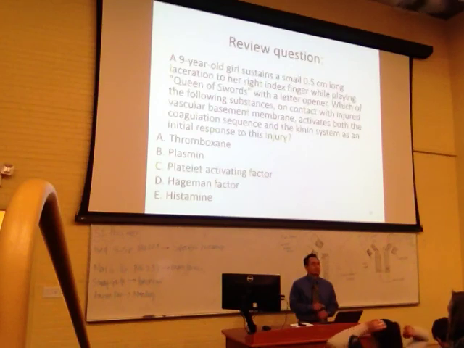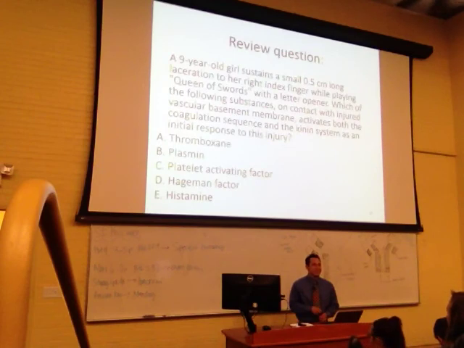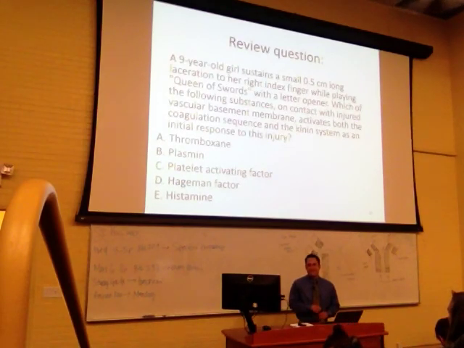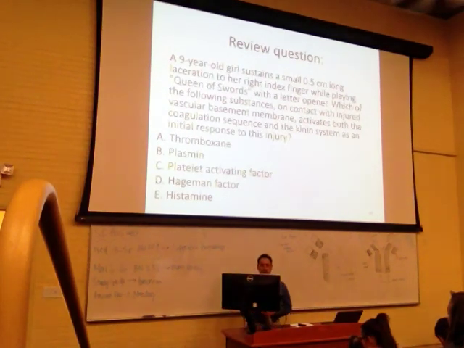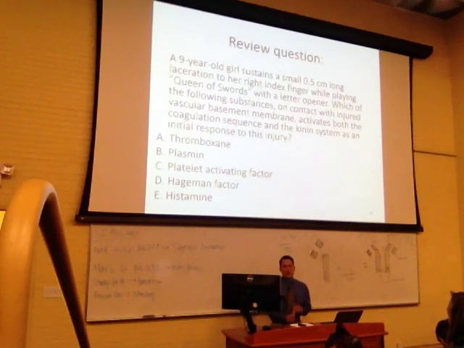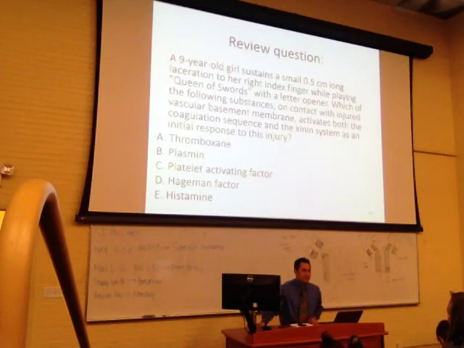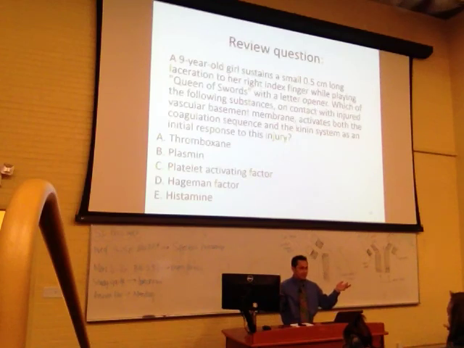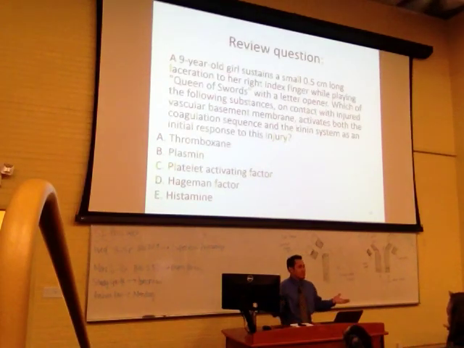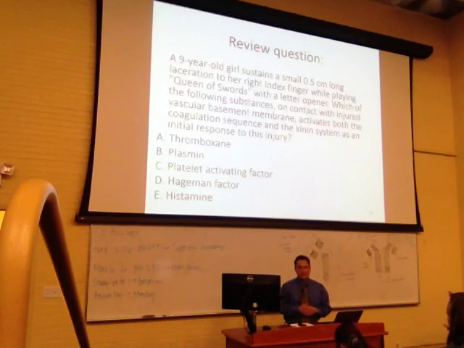What's the question asking? I don't know. That's a good question. I want to know a factor, right, or a molecule that simultaneously could activate coagulation and kinin systems. That's what it's asking. Queen of Swords, letter opener, those are all just distractors, right? Although it happens in my house. Distractions do happen. But they help with great test questions.